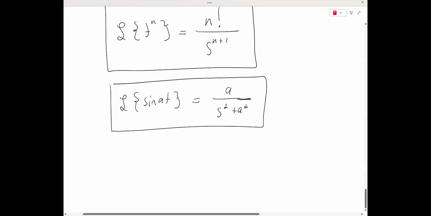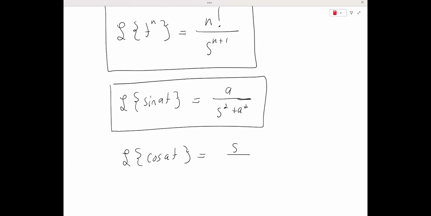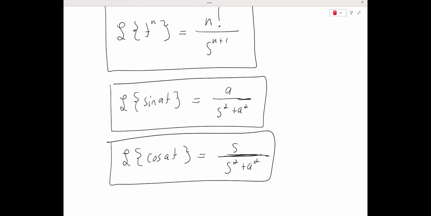So we got that. And the Laplace transform of cosine at, if you go through the definition, it makes a mess because you have to do integration by parts and solve for the integral. It's a mess. But anyway, this one is s over s squared plus a squared, like that. So we're kind of building up this catalog here.